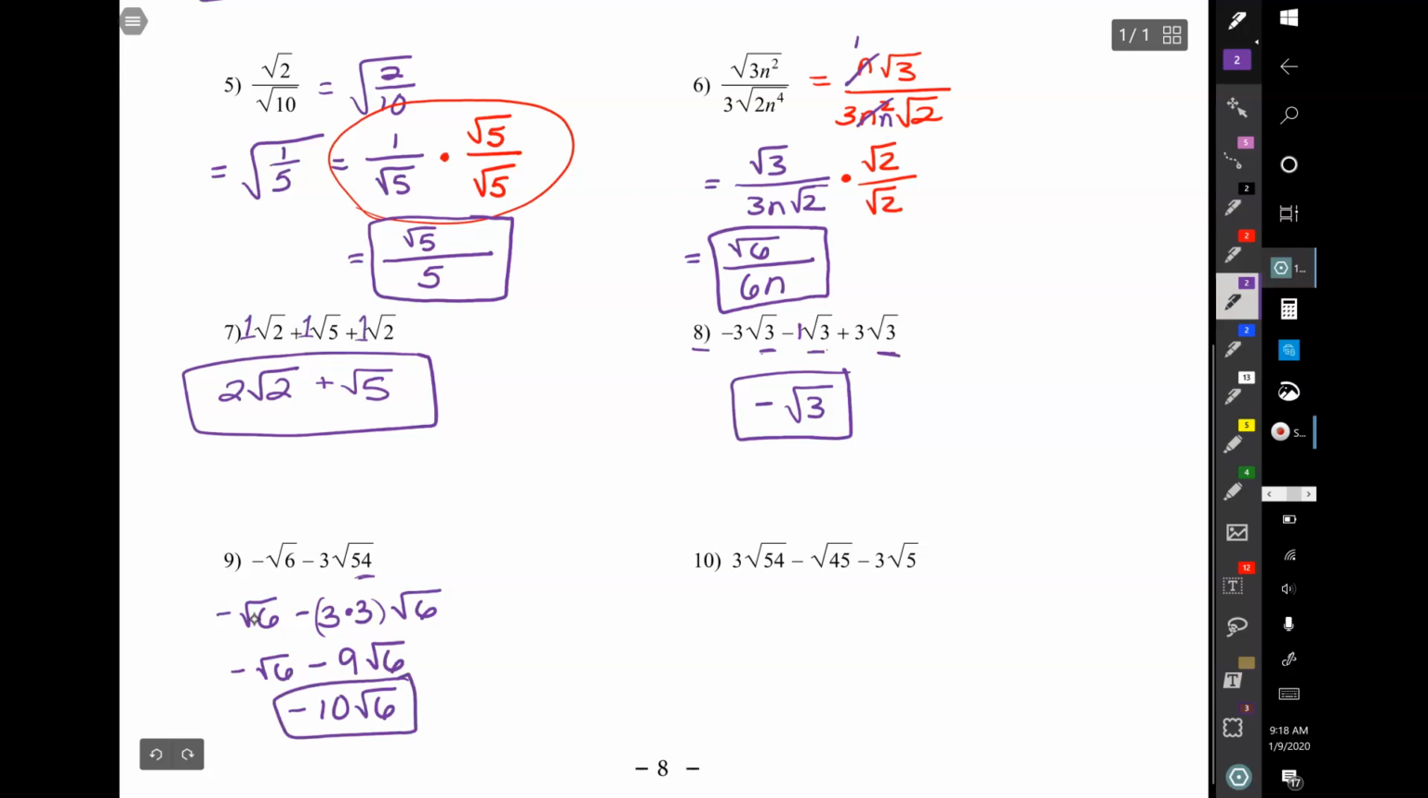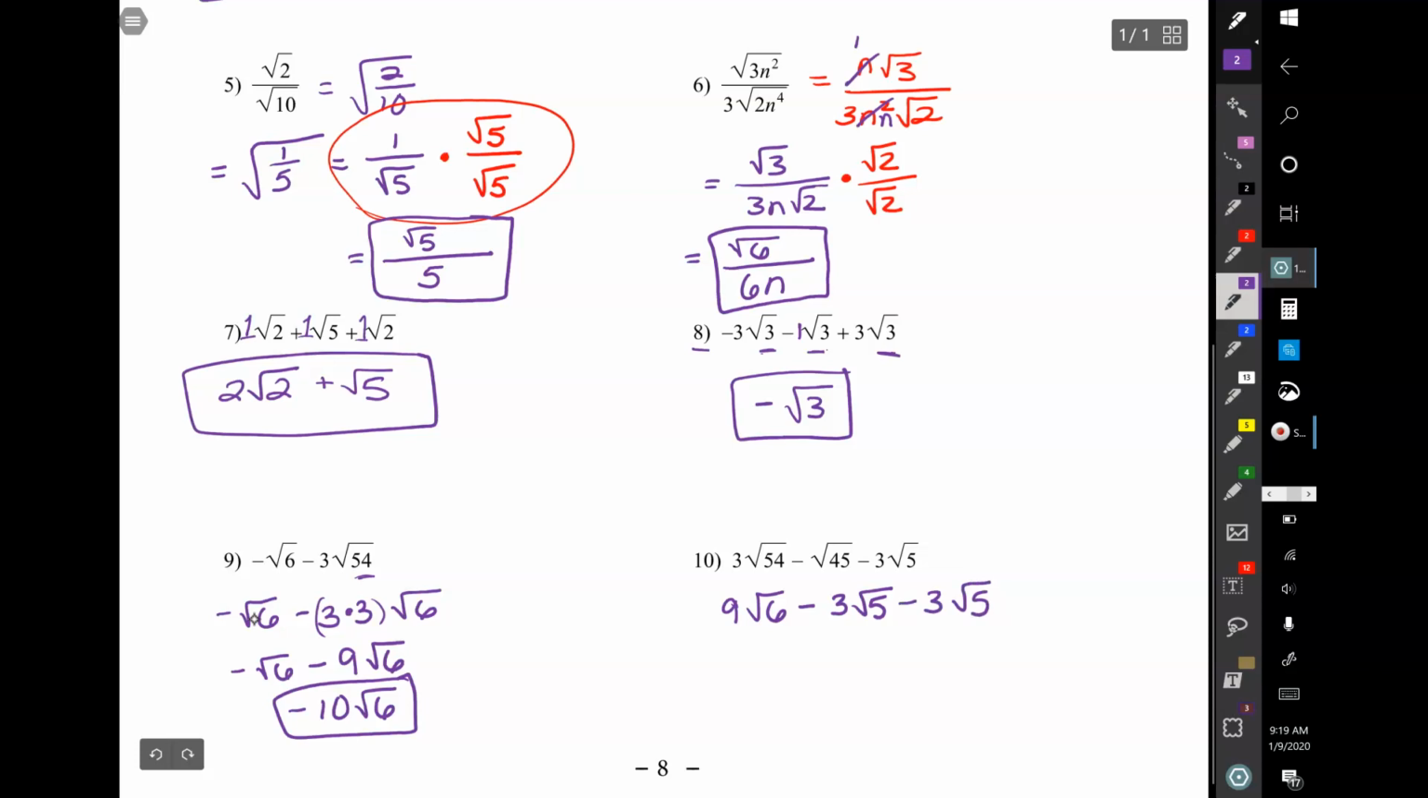One last one to do. You can pause the video and do it on your own if you would like. This is number 10: 3 times square root of 54 minus square root of 45 minus 3 times square root of 5. So we can break that down, that 3 times square root of 54. We've already dealt with that. So that becomes 9 square root of 6. 45 breaks down to 9 times 5. So again, I could pull out square root of 9, which is 3, times square root of 5, which is left under. And then minus, finally, 3 square root of 5.